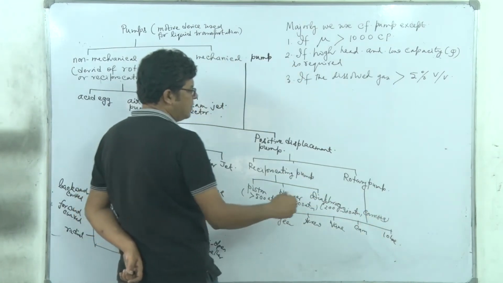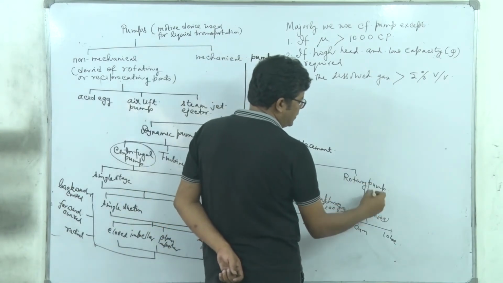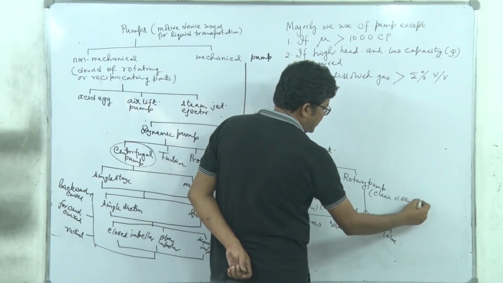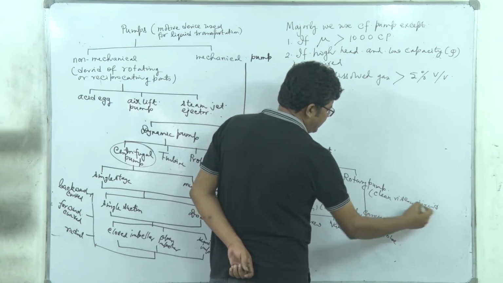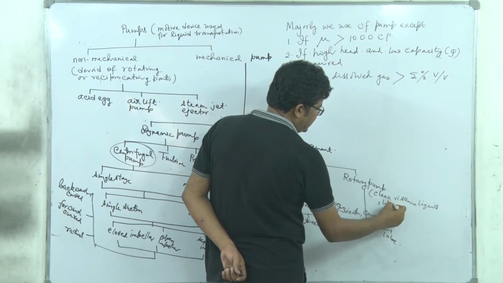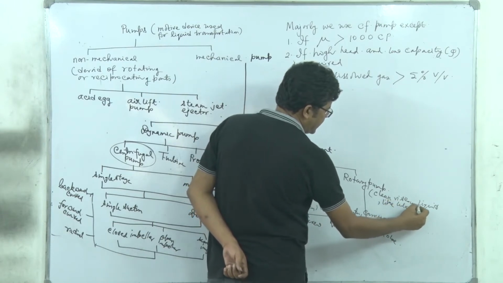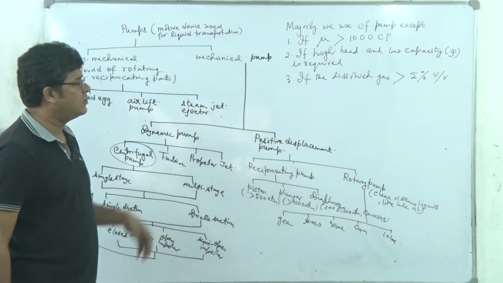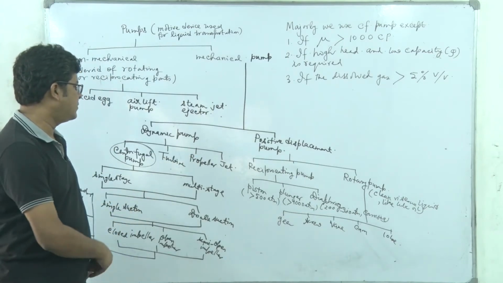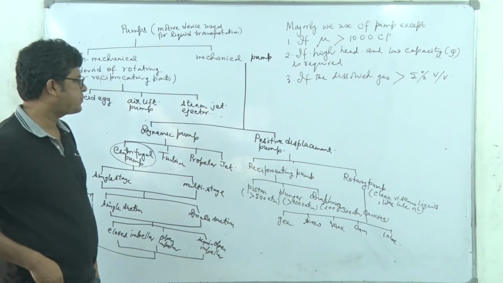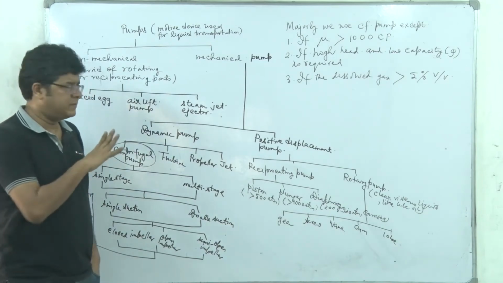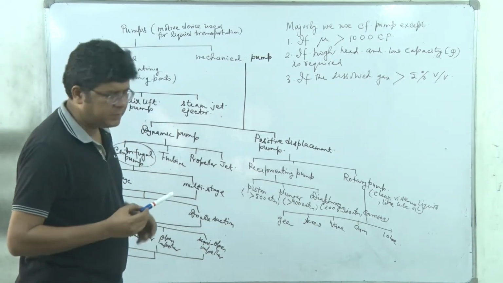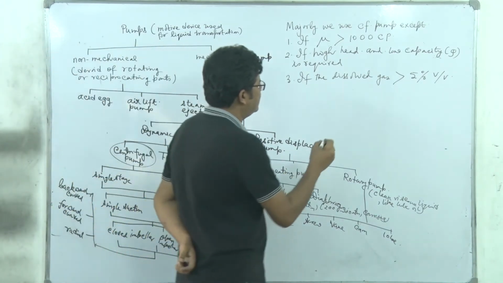Whereas rotary positive displacement pumps are used for pumping clean viscous liquid like lube oil. The lubricating oil we can transport by using this rotary positive displacement pump. Correct? Now, piston pumps, just have a very basic overview of what the components are.